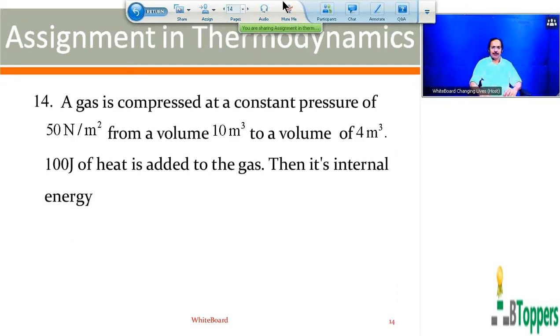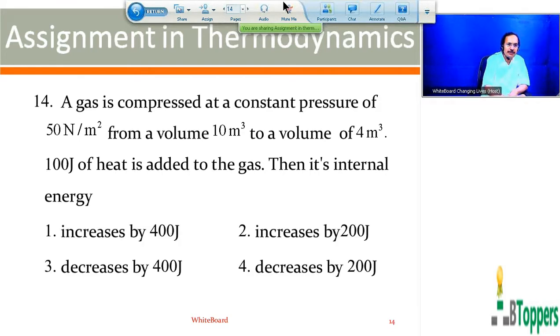Look at question number 14. A gas is compressed at a constant pressure of 50 Newton per meter square from a volume of 10 cubic meter to a volume of 4 cubic meter. 100 joules of heat is added to the gas, then its internal energy... So you have to find the change in internal energy of the gas, and also whether the internal energy increases or decreases.